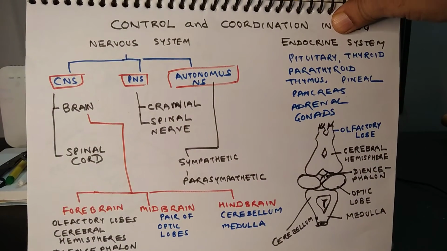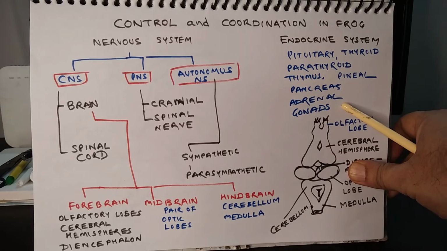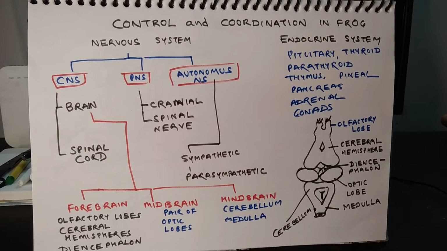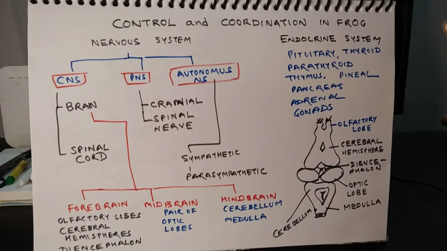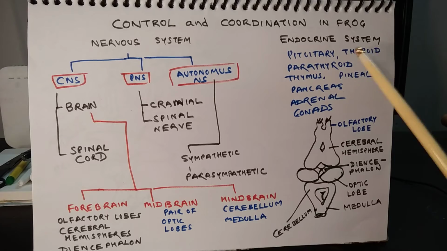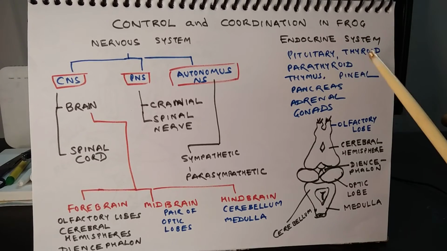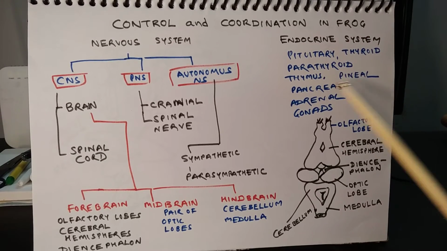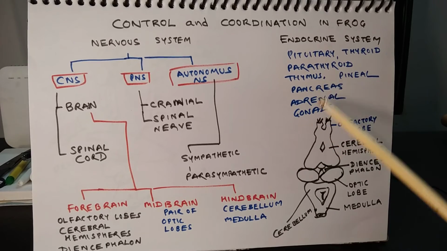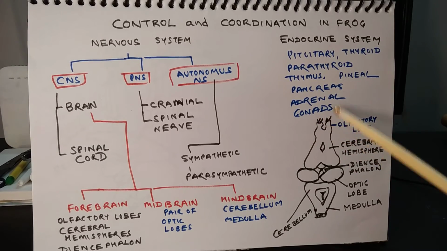Control and coordination in frog. The frogs have nervous control as well as hormonal control. The hormones are produced by various endocrine glands, and the names of these glands are pituitary gland, thyroid gland, parathyroid, thymus, pineal, pancreas, adrenal glands, and gonads. Gonads means testes and ovary.